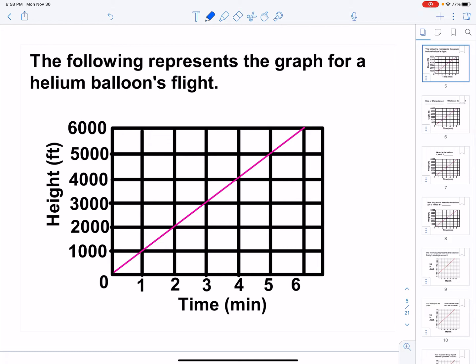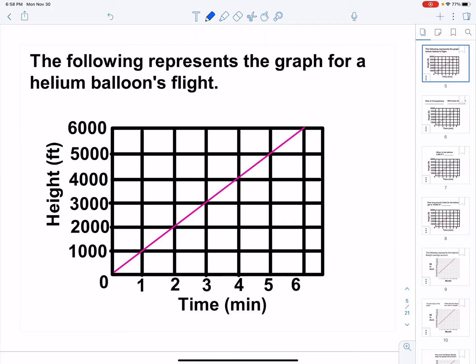Okay, it says the following represents the graph for a helium balloon's flight. Now, you've all seen helium balloons and how they fly, and they go straight up in the air because of the helium, because it's lighter than air, so it floats. Okay, so this one right here says, in this graph, every time you look at a graph, I want you to look at a couple things.